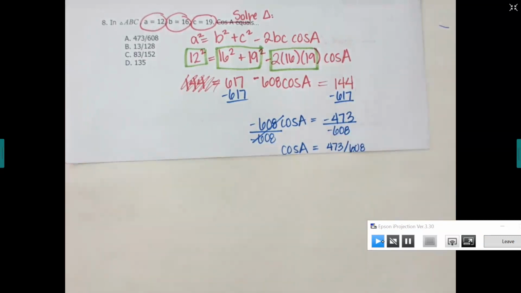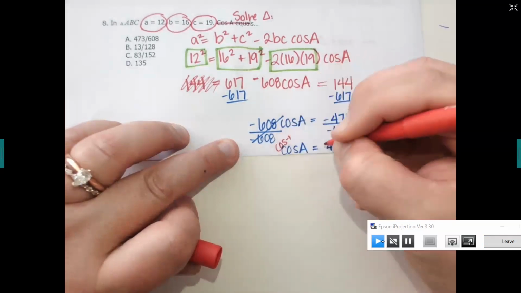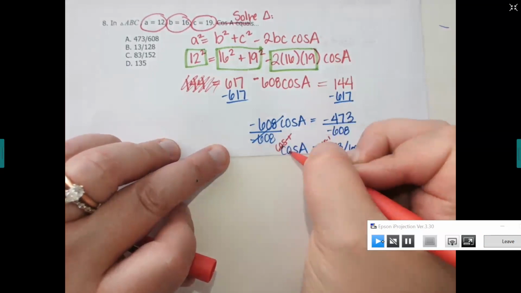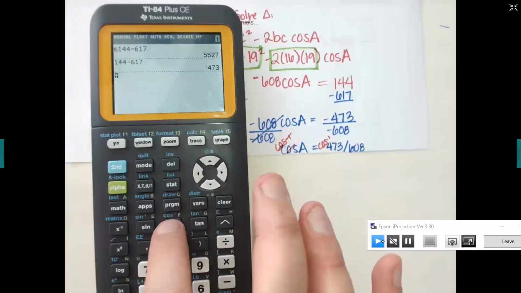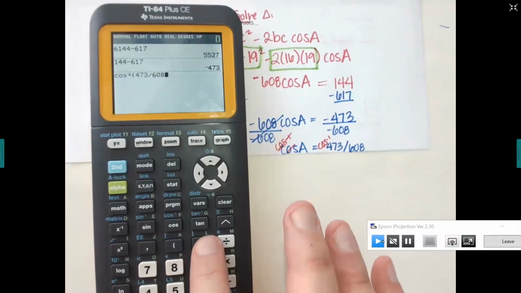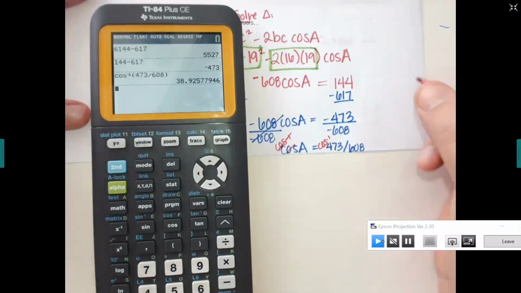So in your calculator, we're going to inverse cosine. Remember, that's just the second cosine button. And that'll give me what capital A is. So I'm doing second cosine of 473 over 608. So we got 38.9 degrees. We'll round that to 39.